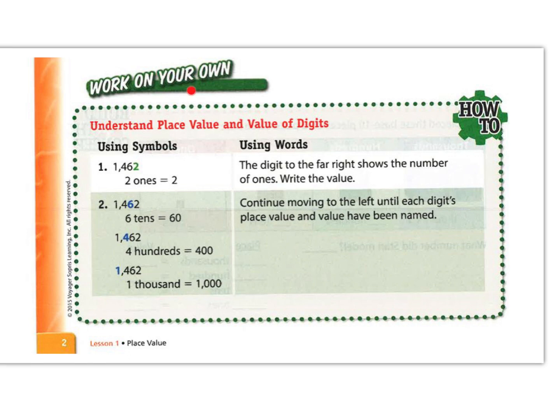So when you're going to work on your own, you need to understand place value and value of digits. So using symbols, if we have this number, 1,462, and the green digit, there's 2 ones, which equals 2. The digit to the far right shows the number of ones, and you write the value. So that's how you would write the value of that. Then it says continue moving to the left until each digit's place value and value have been named. So then they went to the 6, which is 6 tens, which equals 60, 4 hundreds, which equals 400, and then 1,000, which equals 1,000.